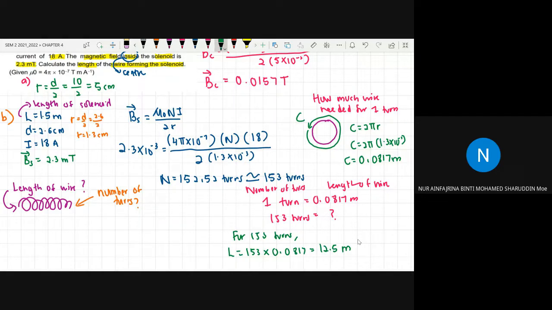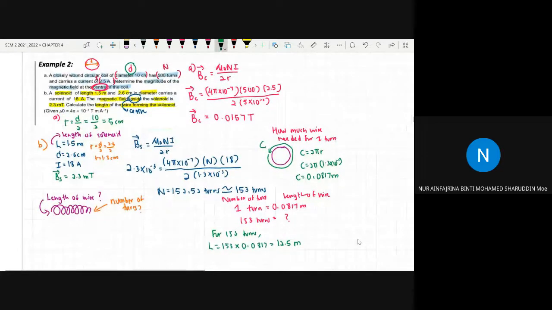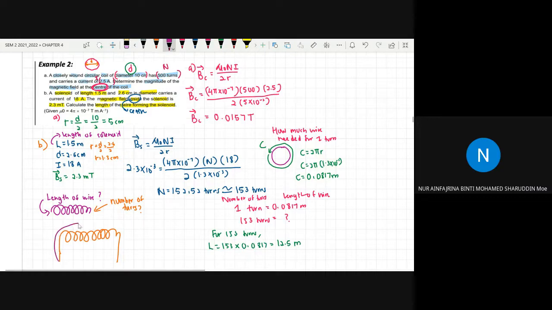Okay, so Miss will repeat this question. For this question, it says you have a solenoid of length 1.5 meter and the diameter is 2.6, it carries a current of 18 ampere. And the magnetic field inside the solenoid, so when it says inside, it means the center of the solenoid, is 2.3 milli Tesla. So it asks us to calculate the length of wire forming the solenoid. So it means we have a solenoid, and the solenoid has wire that turns around it. These wires that turn, it wants us to find the total amount of wire.